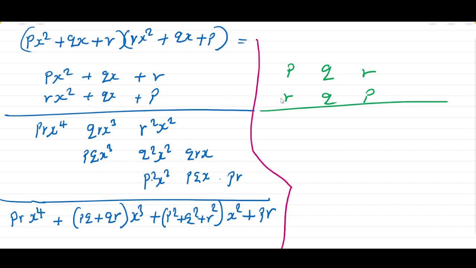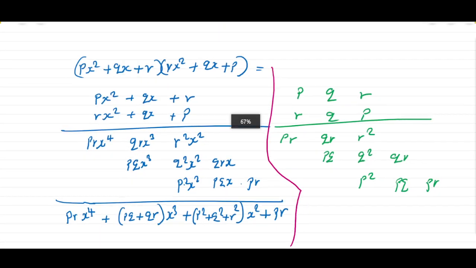That is, r times p, you have p r. Then r times q, we have q r. R times r, we have r square. P times q, we have p q. Then q times q, you have q squared. Q times r, you have q r. And then p times p, you have p squared. P times q, you have p q. And then p times r, you have p r. When we are done, we'll simply add.